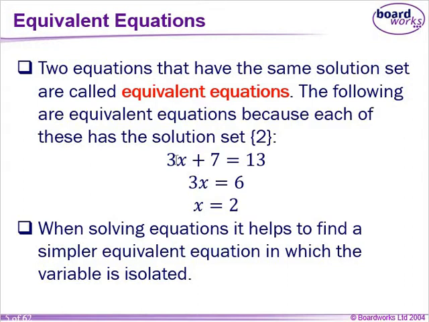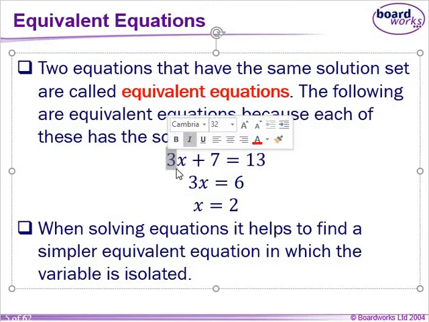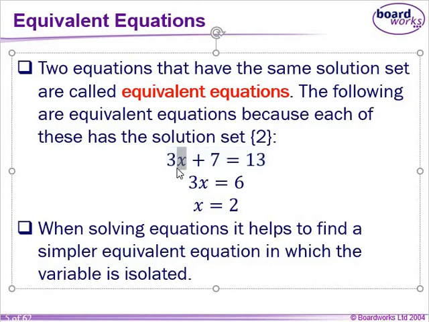3x plus 7. So here, the 3 is the coefficient of x. So x here is the variable. And then here, the plus 7, this is what we call the constant. But the 3, which is next to x, this is what we call the coefficient.